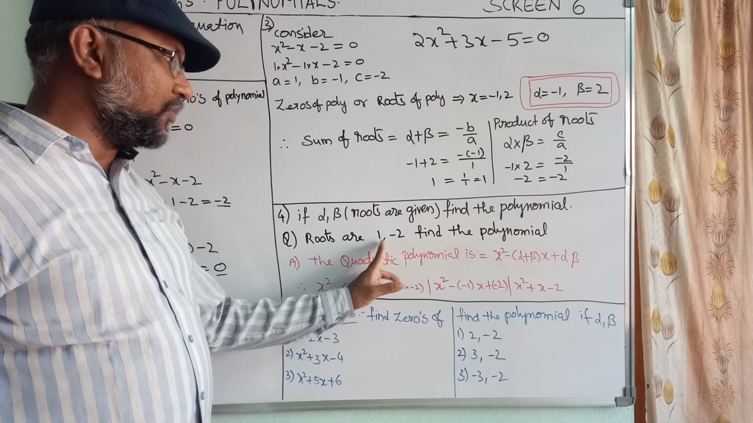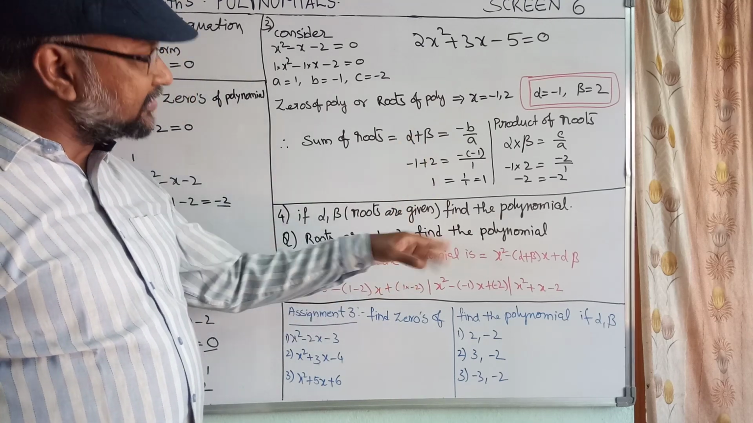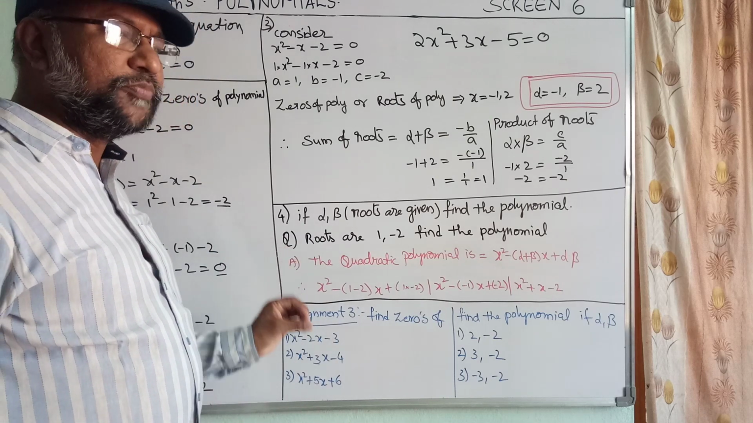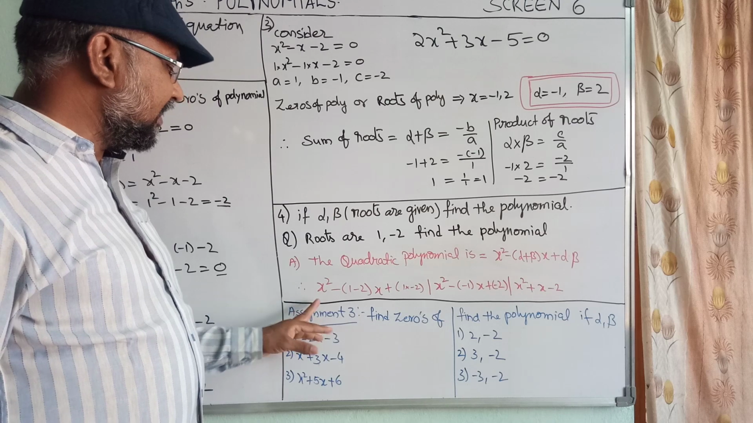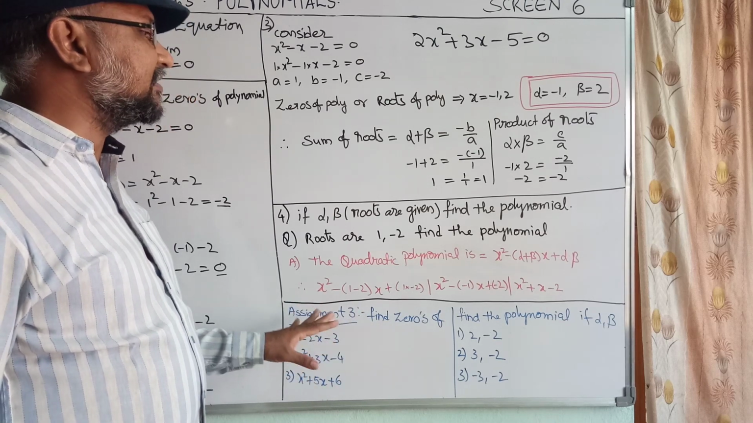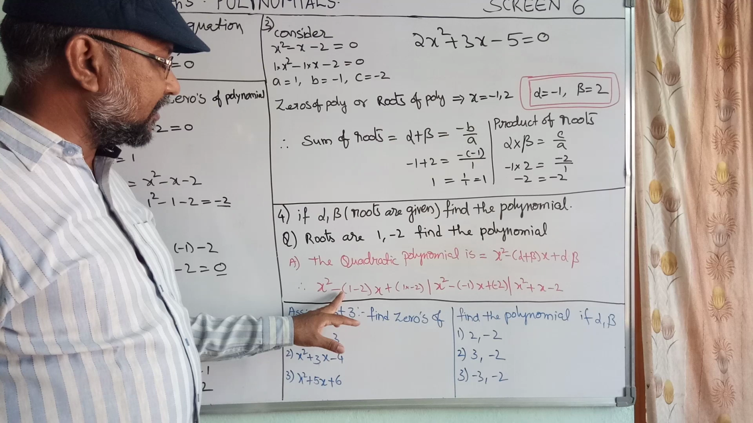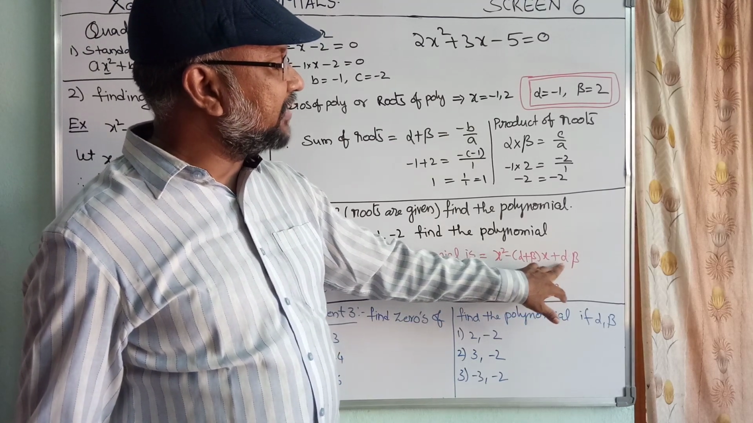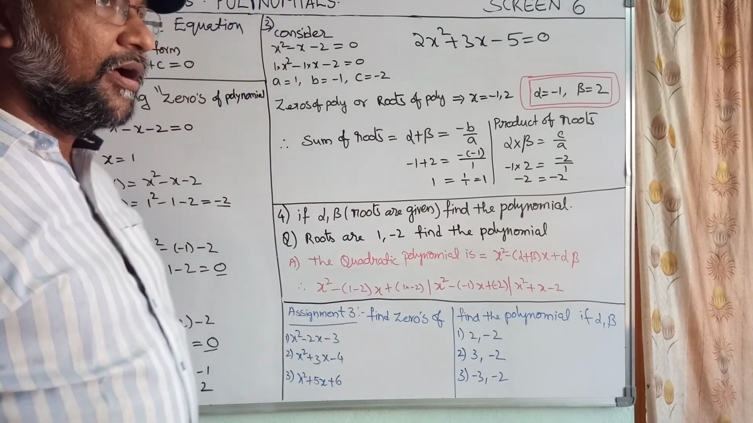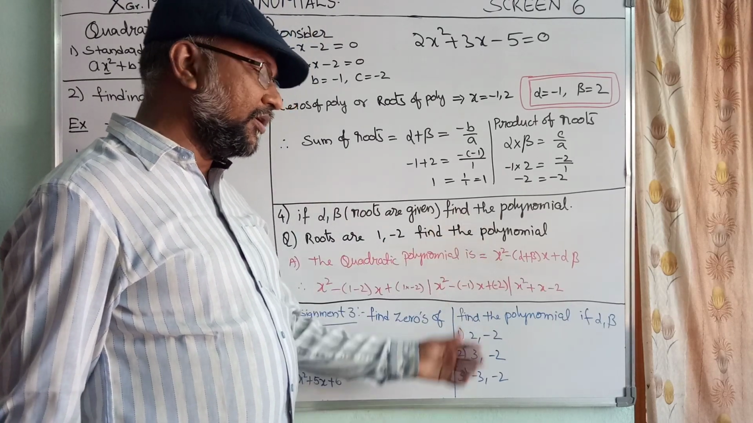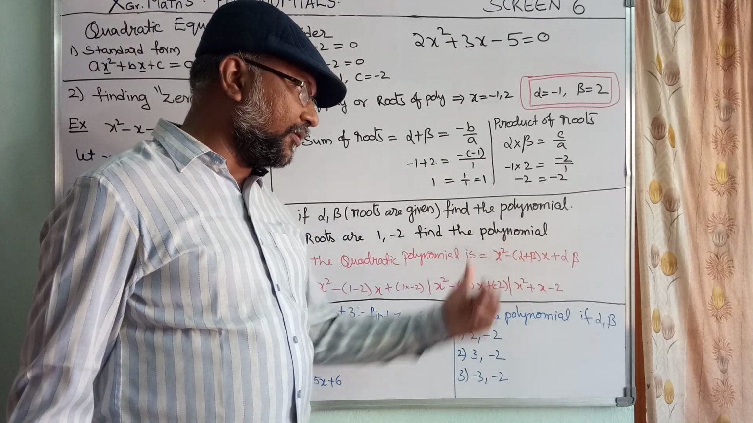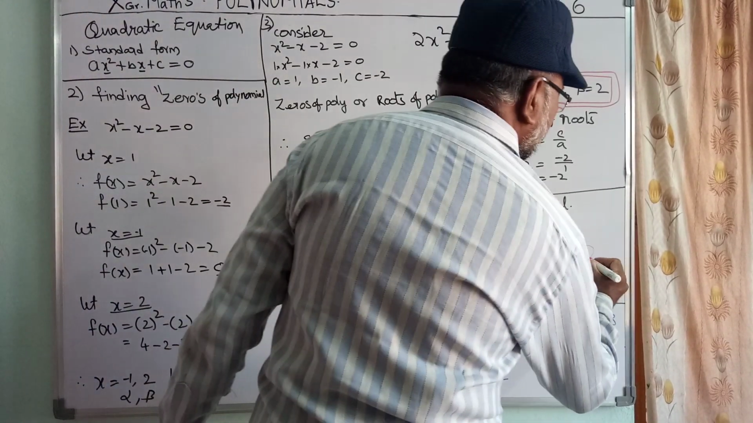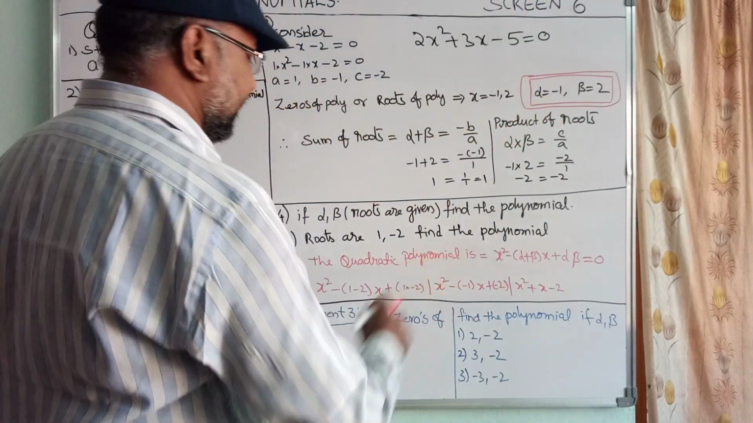Now roots are -1, -2. I have taken some other example. Find the polynomial. Now we have a very simple formula. The algebraic formula for this is x square minus alpha plus beta of x plus alpha into beta. This is the formula to find out the quadratic polynomial or equation. If you keep it equal to 0, you will get it.